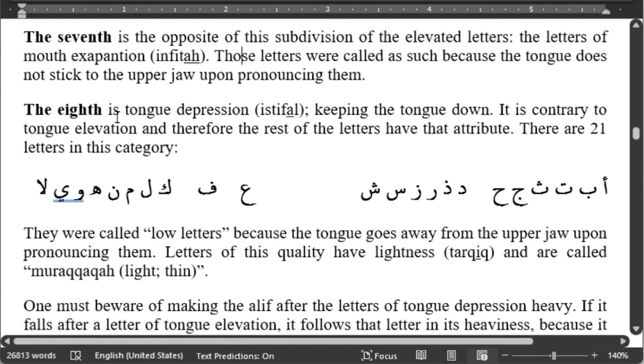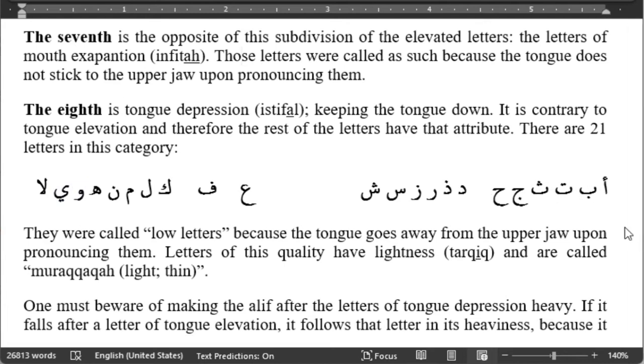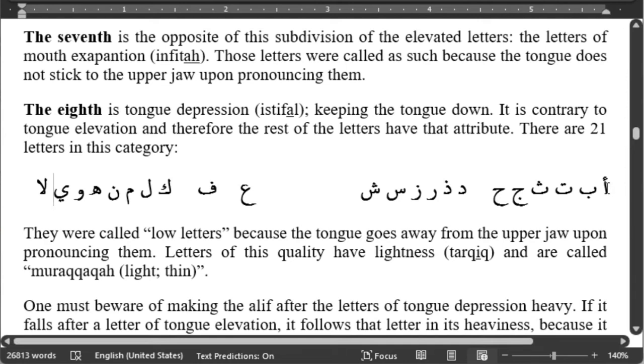The 8th is tongue depression, istifal, keeping the tongue down. It is contrary to tongue elevation, and therefore the rest of the letters have that attribute. There are 21 letters in this category. Here they all are, the remaining letters. Hamza, ba, ta, tha, jim, ha. So your tongue is down for all these. Hamza, ba, ta, tha, ja, ha, da, dh, ra, za, sa, sha, ayn, fa, ka, la, ma, na, ha, wa, ya, and alif.